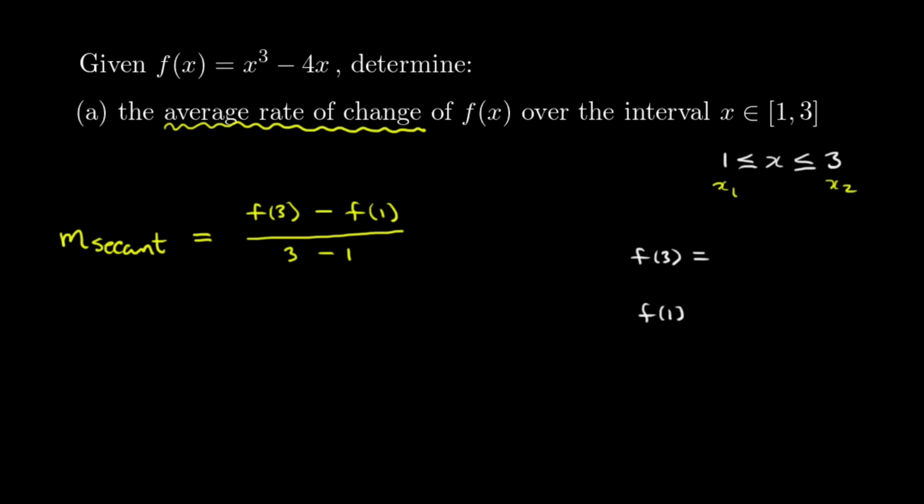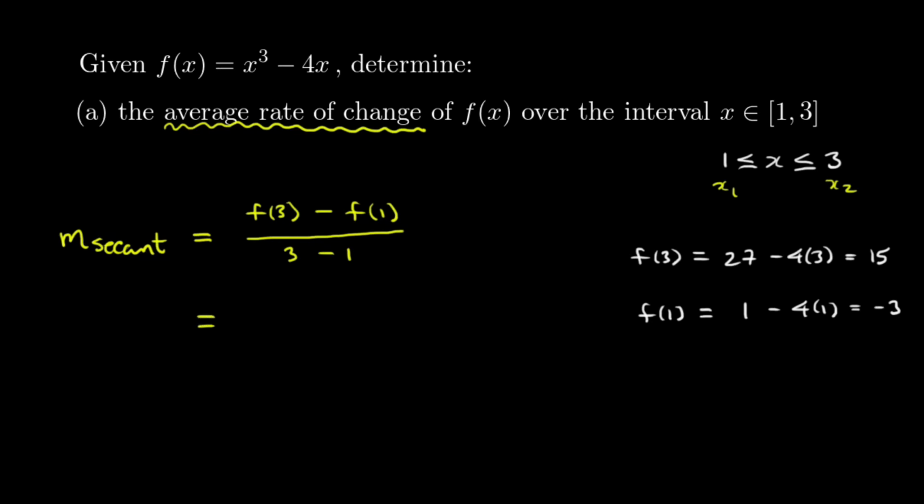Some scrap work over here. So 3 cubed, once we input 3 into this function, will give us 3 cubed, or 27, minus 4 times 3. So that's 27 minus 12, which is 15. So there's our y value when x equals 3. And our second y value, well, I guess actually our first y value, if we use the subscripts, that will be 1 cubed, or 1, minus 4 times 1. So 1 minus 4 is negative 3. So we can go back.